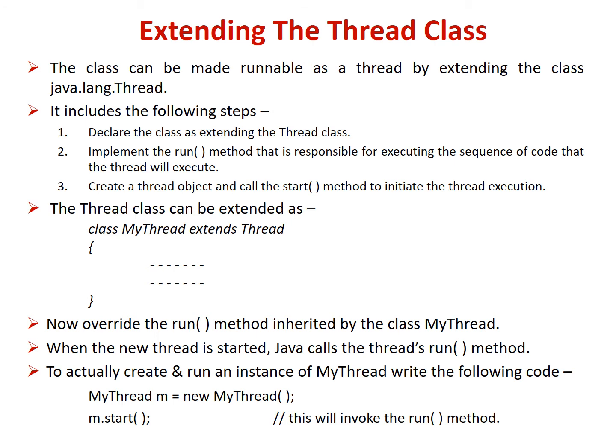The Thread class can be extended as: class MyThread extends Thread. Now override the run method inherited by the class MyThread. When the new thread is started, Java calls the thread's run method. To actually create and run an instance of MyThread, write the statements as MyThread m = new MyThread(); and then m.start(). Now this will invoke the run method of the object m.